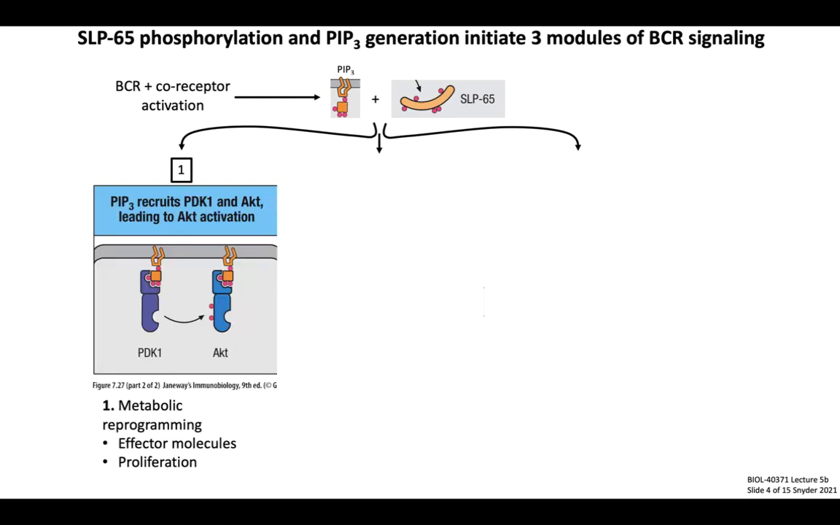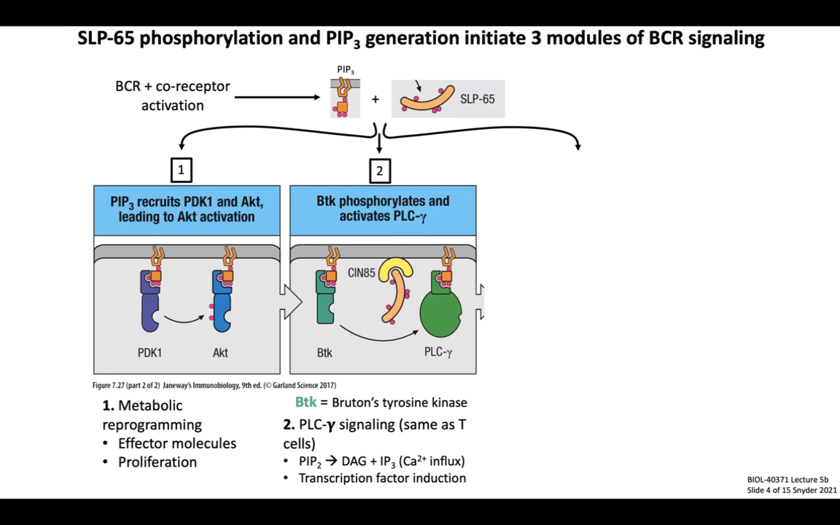The first module is mediated through PIP3, which recruits the kinase AKT to the plasma membrane. Like in T cells, AKT signals through another protein called mTOR, and the result is that this modulates cellular metabolism in order to allow for energy-costly functions of activated B cells. And these include the production of effector molecules like antibodies, as well as their rapid proliferation.